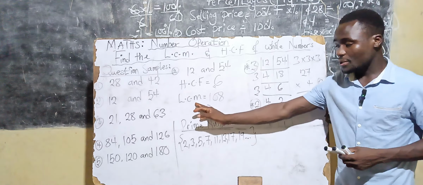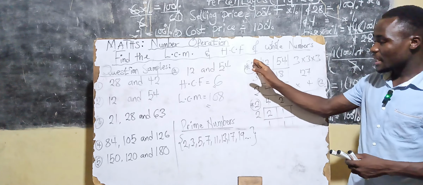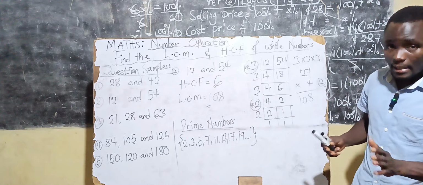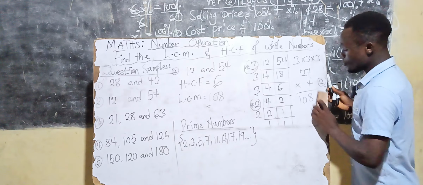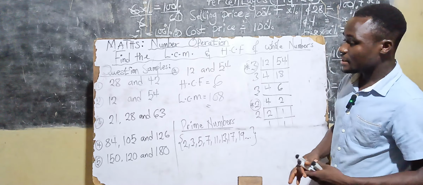Remember, in finding the LCM, we are multiplying all the prime numbers over here. So after multiplying all these prime numbers, we are getting 108. And I believe you understand that. Thank you very much. So now we are done with question number 2.